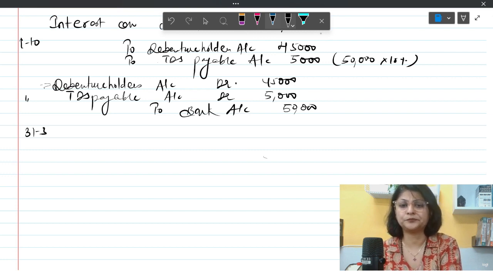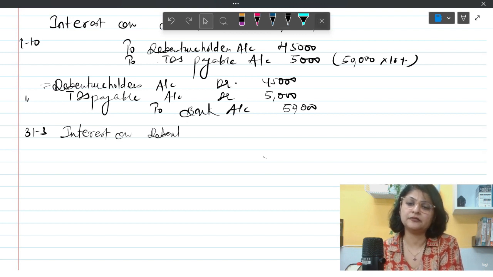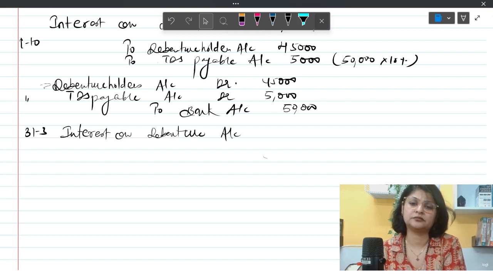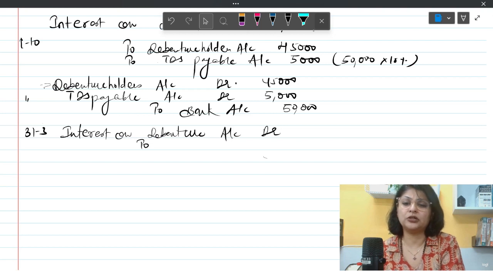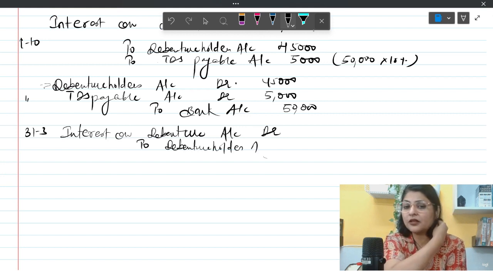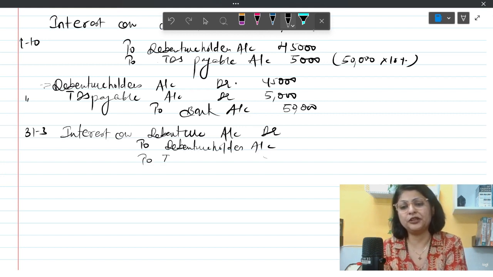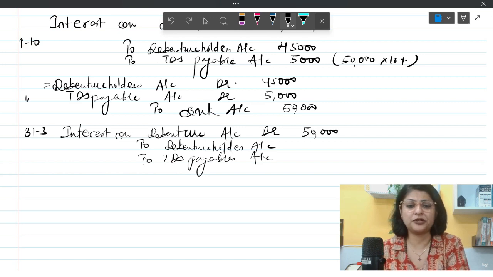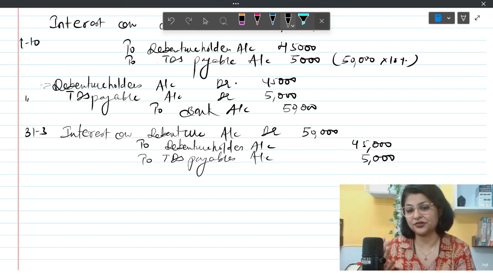Interest on debenture account will be debited, debenture holders and to TDS payable. Same amount. Everything is going to be same. 50,000 rupees is interest on debenture. Out of that, 45,000 is reaching to the debenture holder and 5,000 is going to the government's account.